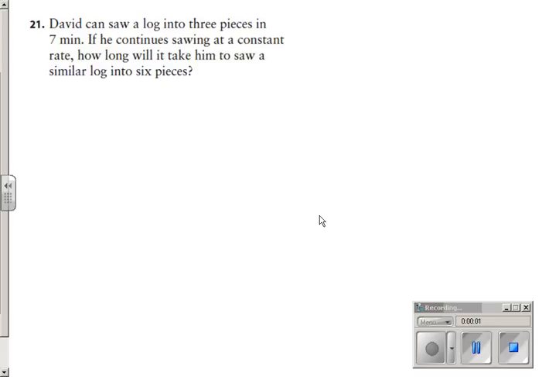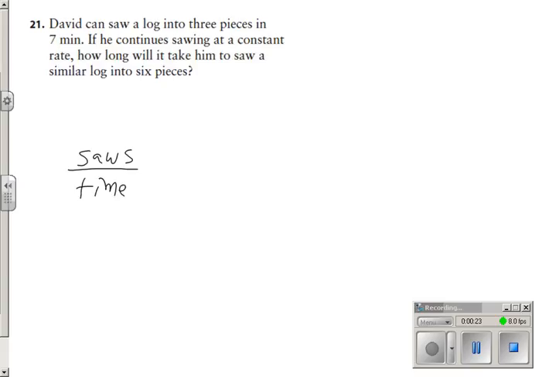Question 21 is kind of an interesting one. It says David could saw a log into 3 pieces in 7 minutes. So if I look at this initial sentence, I can say we're really looking at the time it takes him to saw a log piece off.